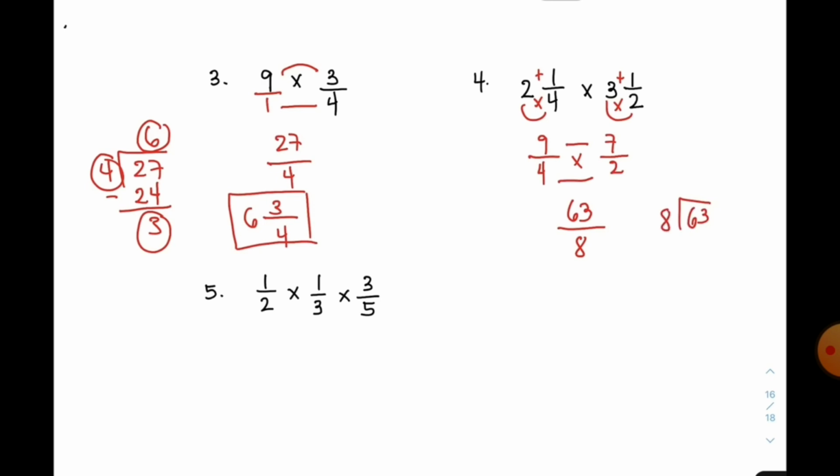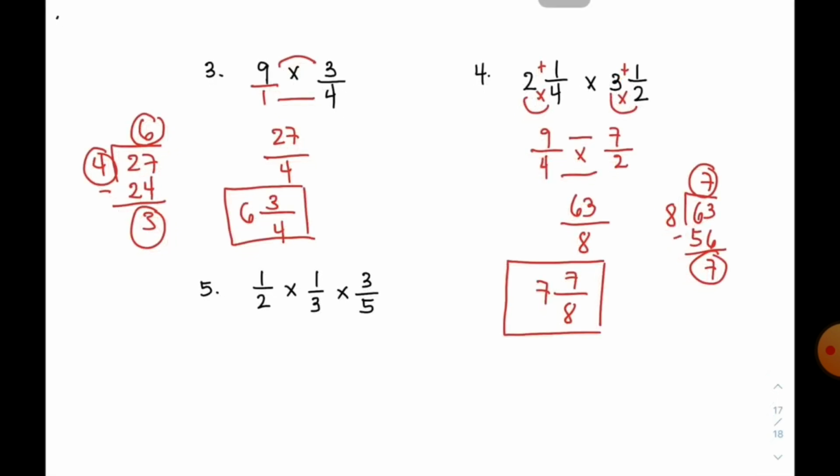This time, we will change to mixed number. Okay? So, 63 divided by 8, it's 7. 7 times 8, 56 minus, then the answer is 7. So, therefore, our final answer is copy the quotient as our whole number, 7, and then our denominator and our numerators, again, the remainder is our numerators and the divisor is our denominators. And that's our final answer. 7 and 7 over 8.